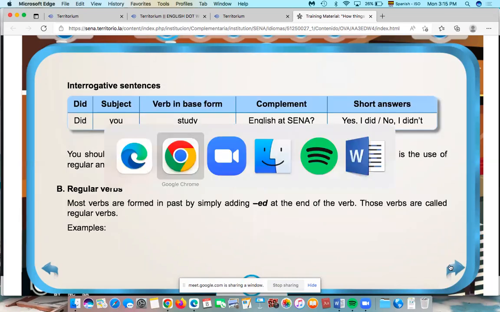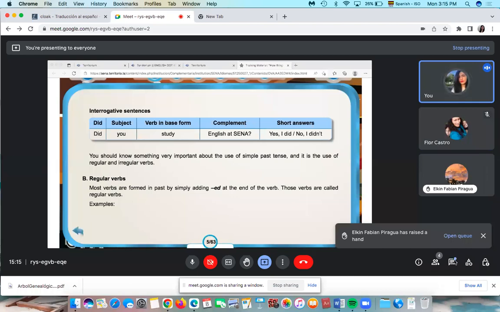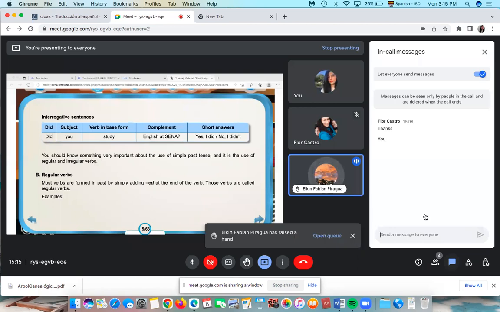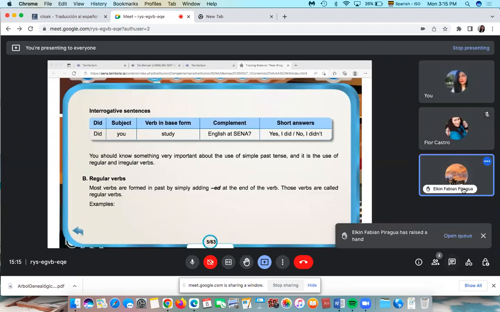Let me see. You have a question, Elkin? Yeah. Okay. I can connect another computer. Yeah, absolutely. Okay. All right. Yes, of course. Good.